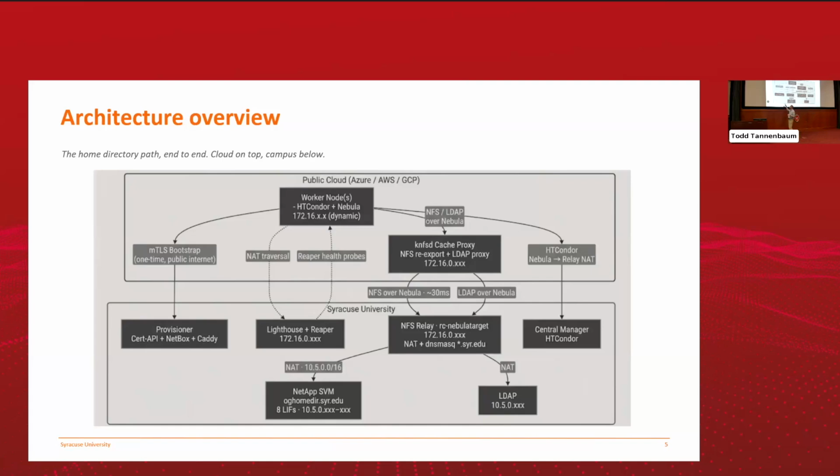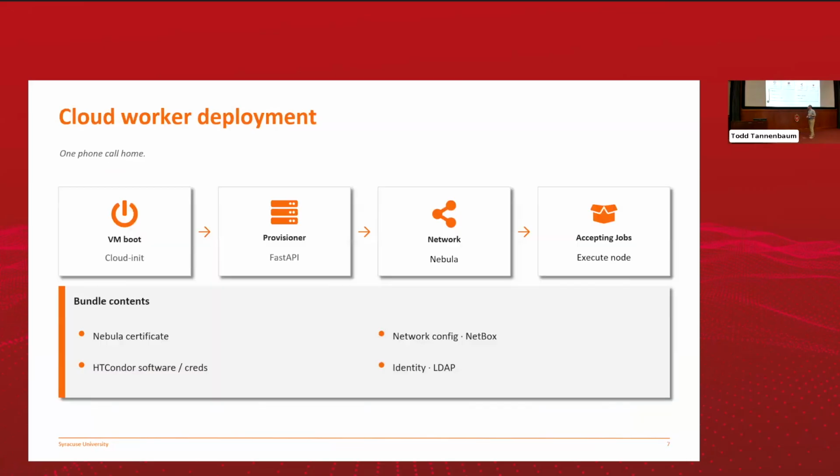So why do this? Why not have caches all over the place? I don't want to pay for 100% of the storage on every worker node. I want to pay for just enough storage for them to get work done, and then use this central cache to populate my reads for everybody else. And on the bottom are the on-prem pieces like my provisioner, my lighthouse, which I'll talk about, my relays and how we get back, my central manager, my LDAP, and my NetApp backend storage.